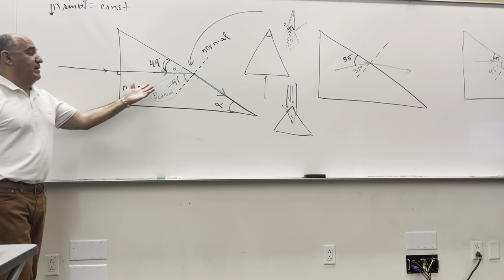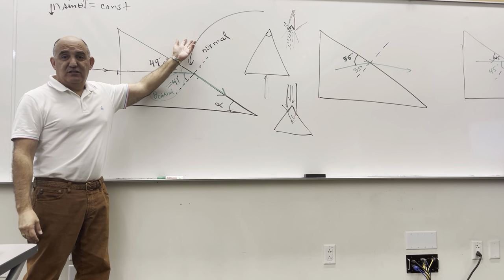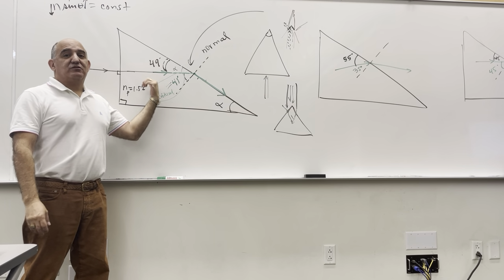And of course, traveling from a high index of refraction to a lower index of refraction medium, the light is traveling from slow to fast.